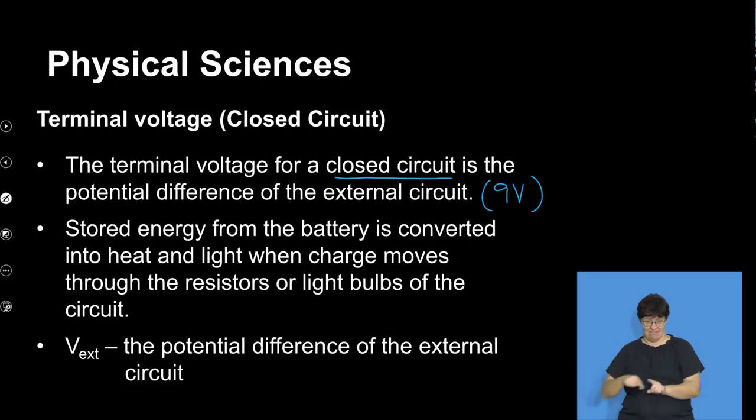Okay, so stored energy from the battery is converted into heat inside the battery and light when the charges are moving through the resistors or the light bulbs of the circuit. So the 3 volts is inside the battery, then the 9 is actually outside, which has to do with the resistance of the light bulb. So V external, or external voltage, is the potential difference of the external circuit. The external circuit means your conducting wires as well as the light bulb.